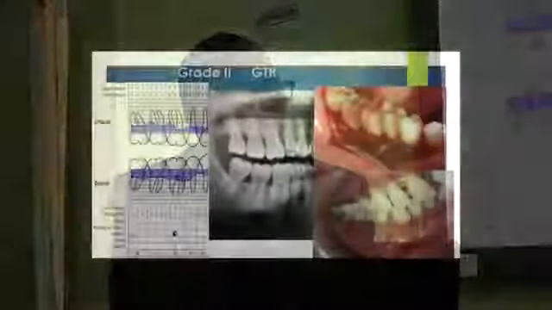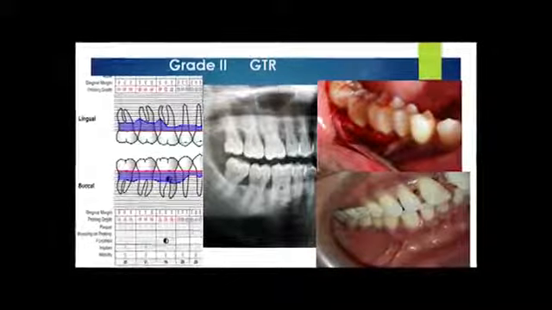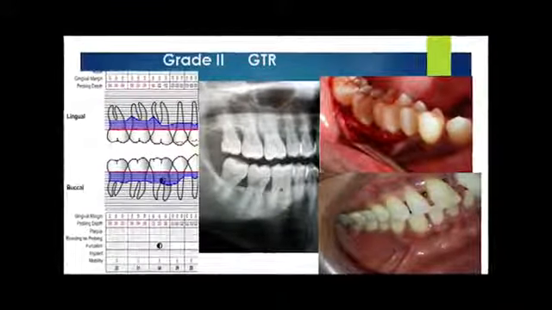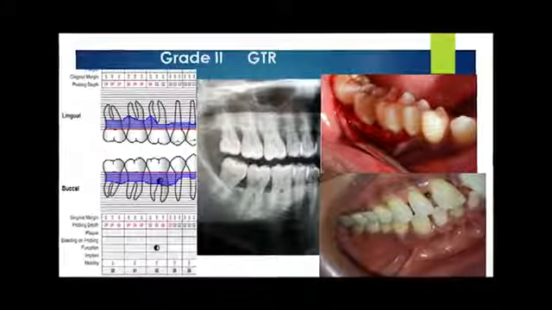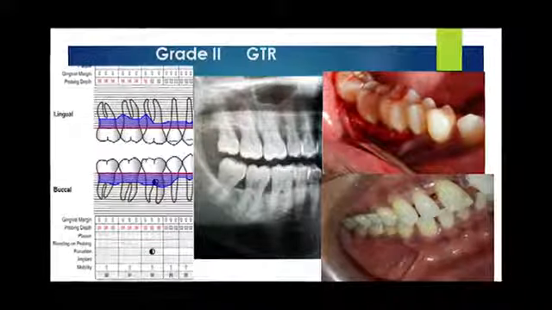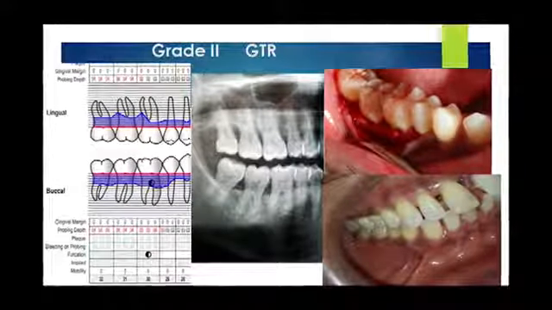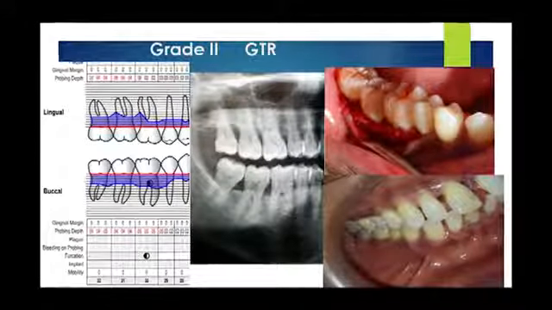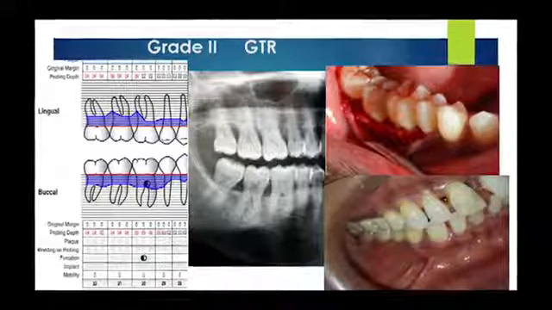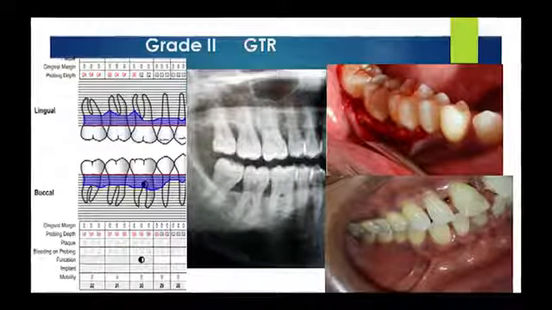GTR. The difference between open flap debridement and GTR is just the placement of a material that is going to facilitate bone deposition or regeneration of the periodontal tissues. If you place bone and you don't protect it, soft tissues are going to grow into that bone, and you're going to have what we call a fibro-osseous growth.